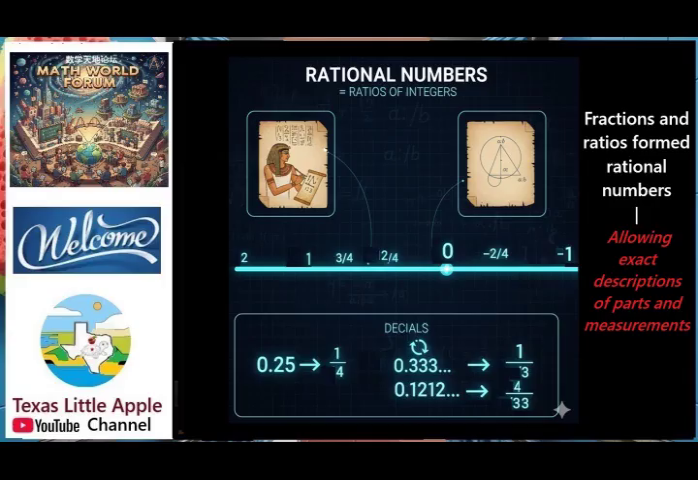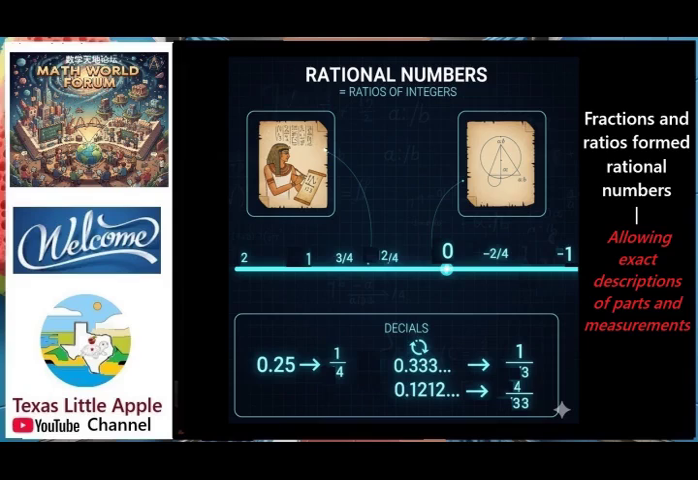As societies grew, people needed more than whole units. They needed parts of a whole, to divide land, mix ingredients, and exchange goods. This need gave rise to fractions, later called rational numbers. A rational number is any number that can be written as a over b, where a and b are integers and b is not equal to 0.